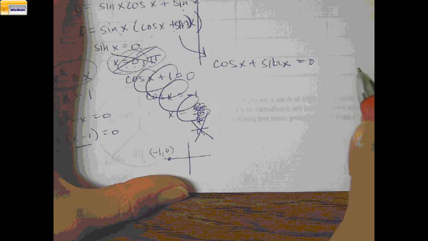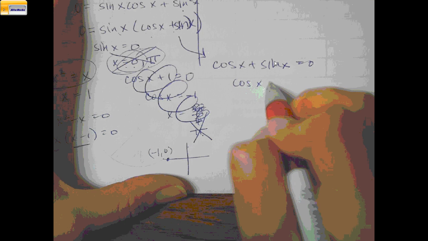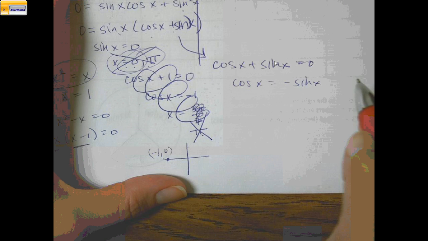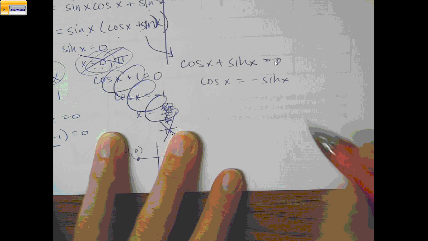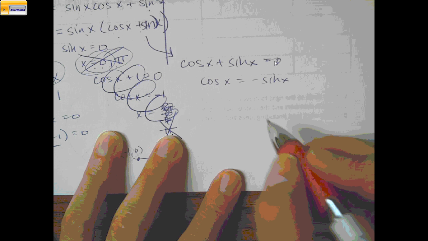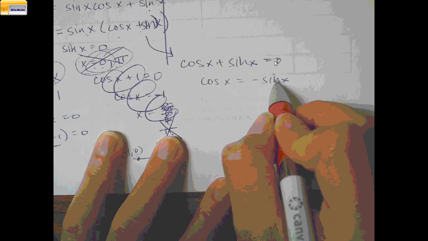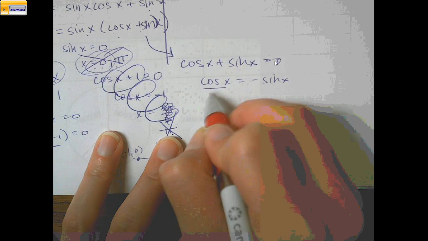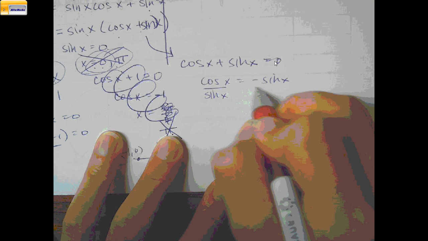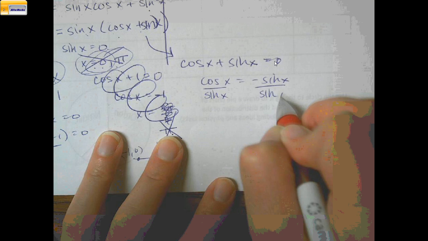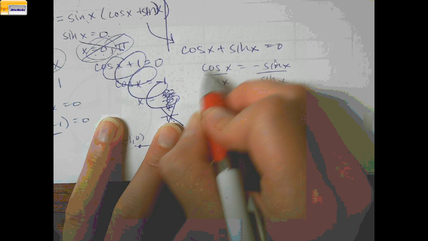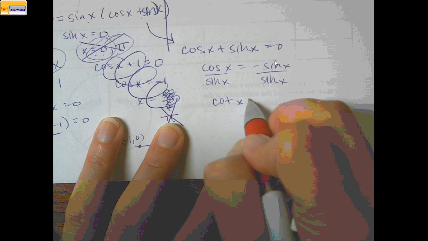If we subtract sine x from both sides, and then watch what happens if I divide both sides by sine of x. And that's kind of tricky. Some of you guys wouldn't have seen to do that. This right here is cotangent. This right here is negative 1.